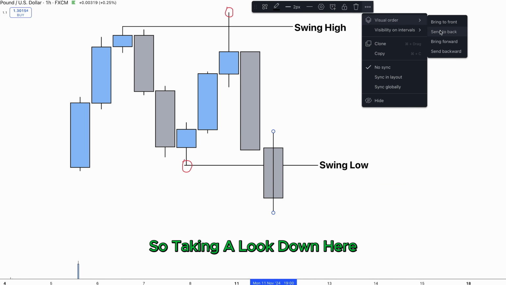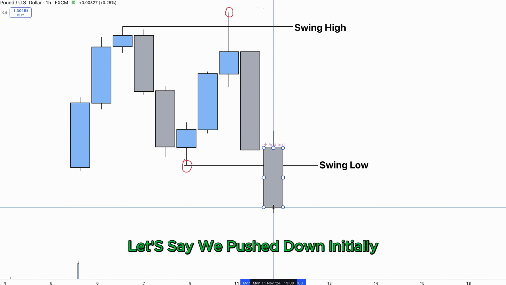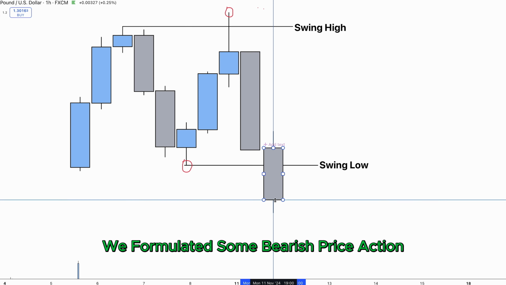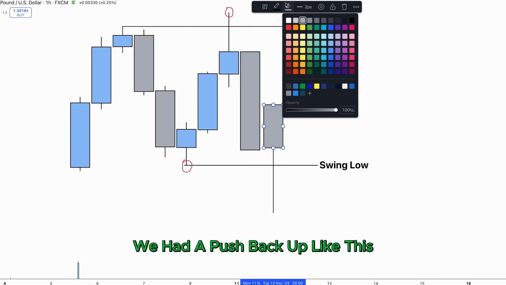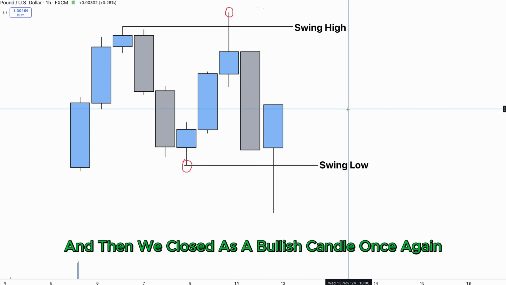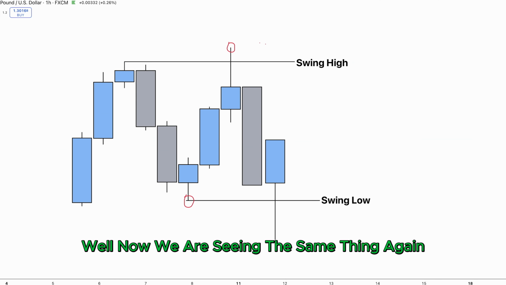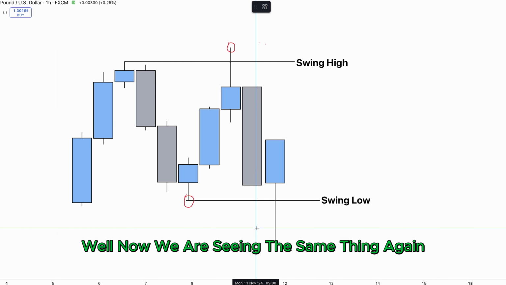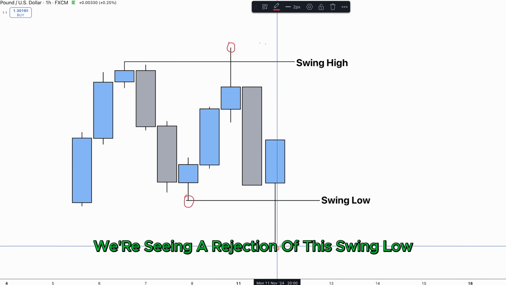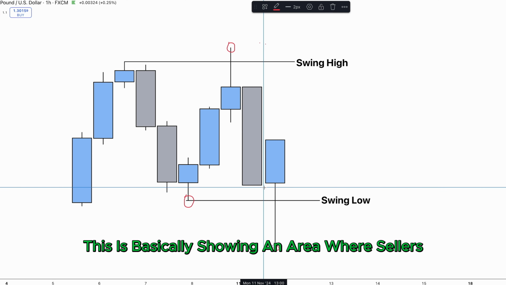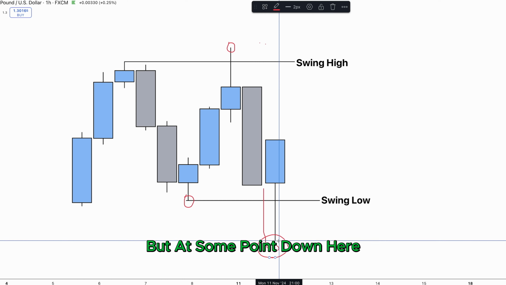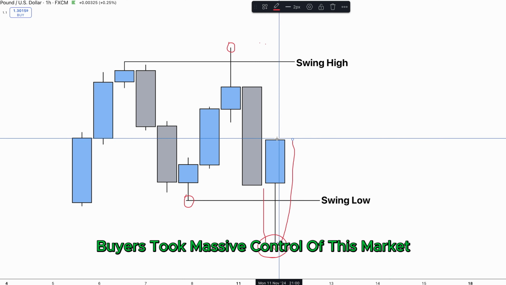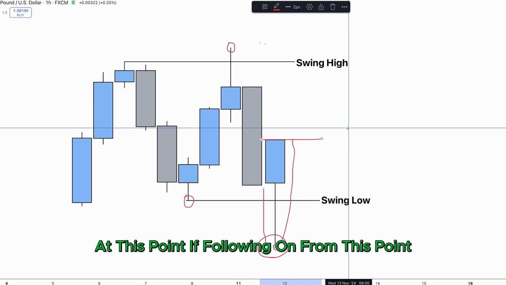So taking a look down here, let's say we pushed down initially, we formulated some bearish price action, but then before the candle closed, we had a push back up like this, and then we closed as a bullish candle once again. Well, now we are seeing the same thing again. We're seeing a rejection of this swing low. This is basically showing an area where sellers were pushing the market down, but at some point down here, buyers took massive control of this market and ended up running it back up to close at this point.